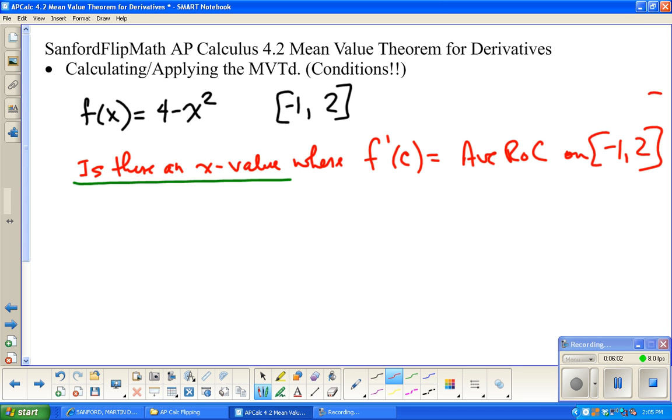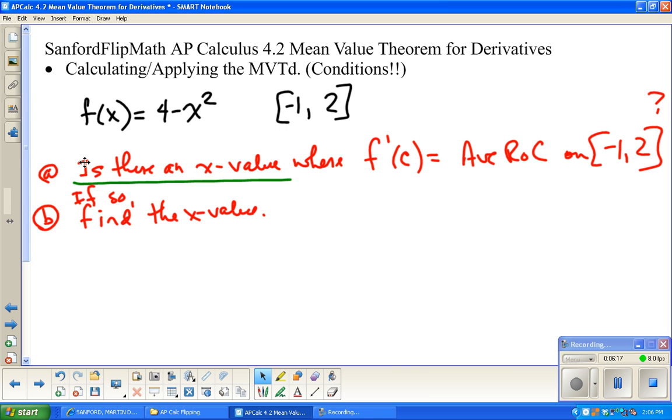Okay, and if there is, now, so this will be part A, and then part B, if so, find it. Okay, so this is directly a question that is very obviously mean value theorem for derivatives.